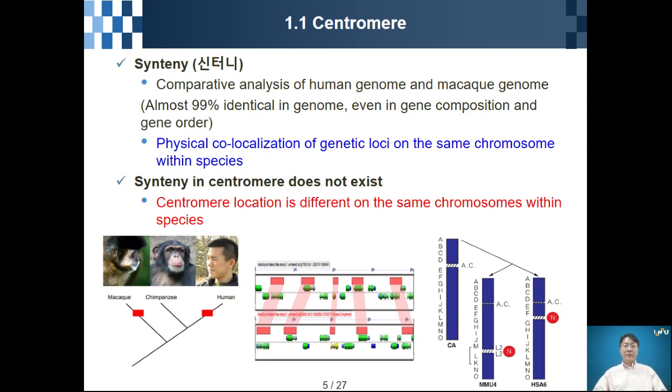In this slide, we will learn about some terminology: synteny. For example, this is a comparative analysis of the human genome and the macaque, 원숭이, genome. They are almost 90% identical in genome, and even in gene composition and gene order.